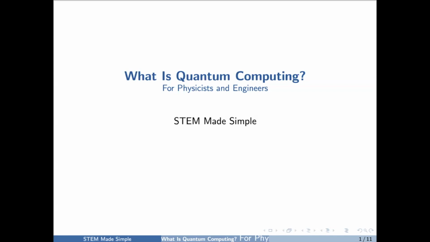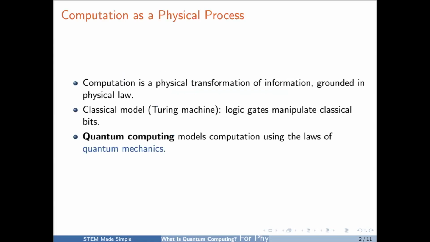This series is for researchers and engineers with a background in quantum physics who want to develop a working understanding of quantum computing. In this first episode, we'll address a fundamental question. What is quantum computing? Not from a popular science viewpoint, but from the standpoint of physical information processing governed by quantum mechanics. To begin, recall that computation is not an abstract process independent of physical law. Rather, it is a physical transformation of information.